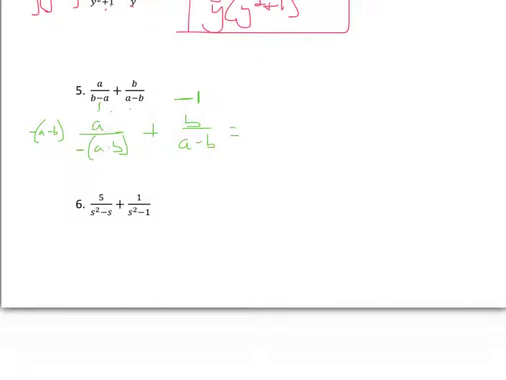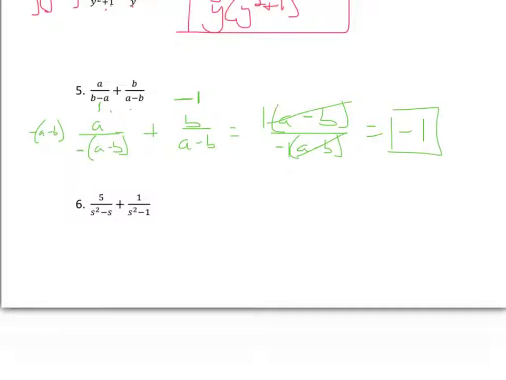So what we'll have here is a negative a minus b on the bottom, and then a minus b on top. The way I got a minus b is because 1 times a is a, negative 1 times b is negative b, so that's why I got an a minus b. Now, our a minus b's are both factors here, so you can cancel those two out. You're left with 1 on top, negative 1 on bottom, so your final answer is negative 1.